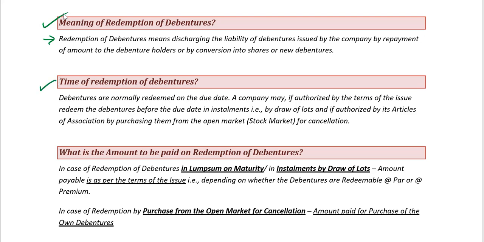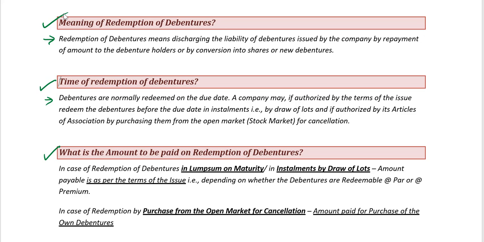What is the time of redemption of debentures? Debentures are normally redeemed on the due date, that is the maturity date. A company may, if authorized by the terms of the issue, also redeem the debentures before the due date or maturity date in installments by the draw of lots, and also, if authorized by its articles of association, by purchasing them from the open market, that is the stock market, for cancellation.